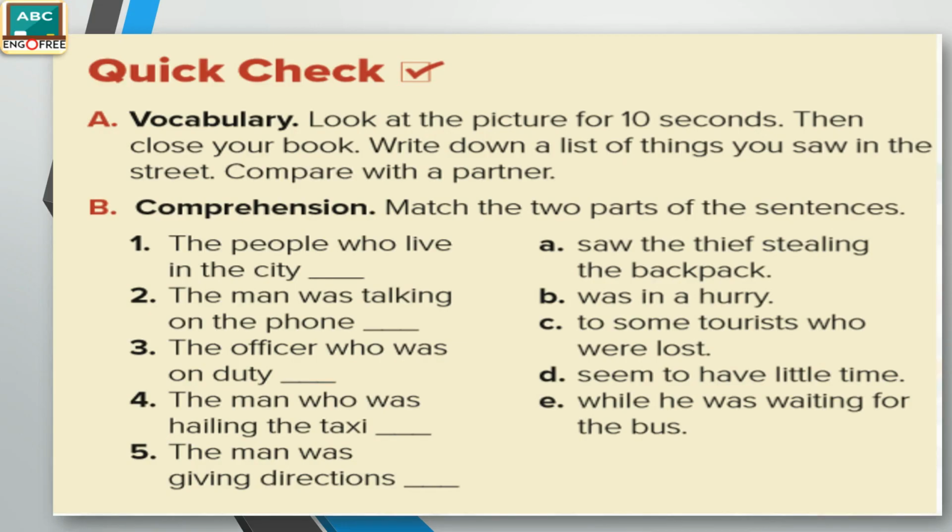Okay, let's go to the questions here. A. Vocabulary. Look at the picture for 10 seconds, then close your book. Write down a list of things you saw in the street. Compare with a partner.